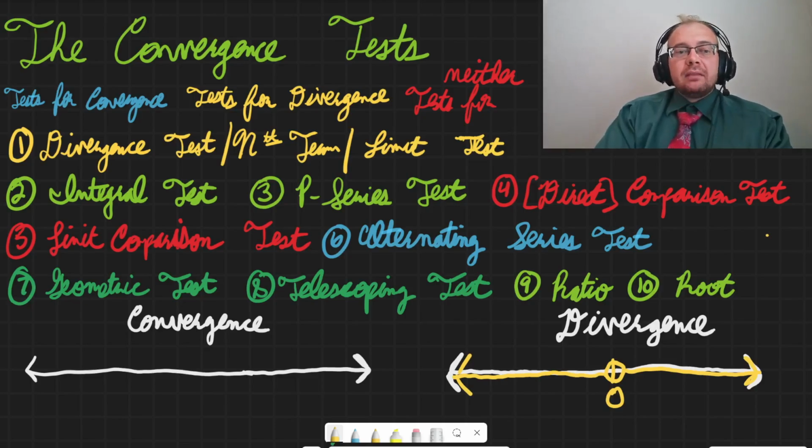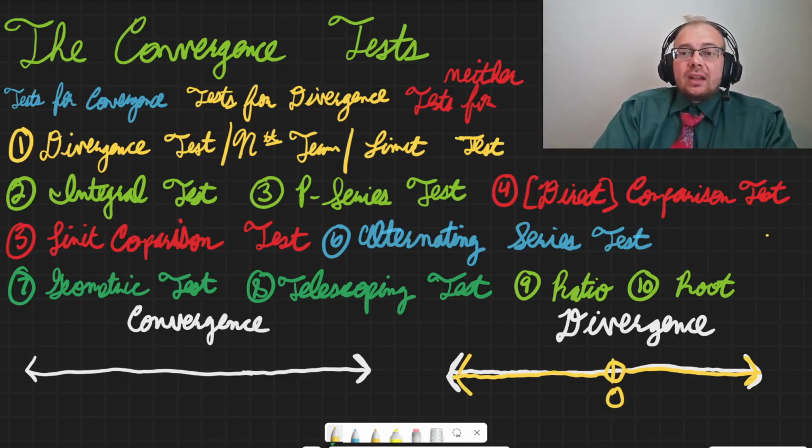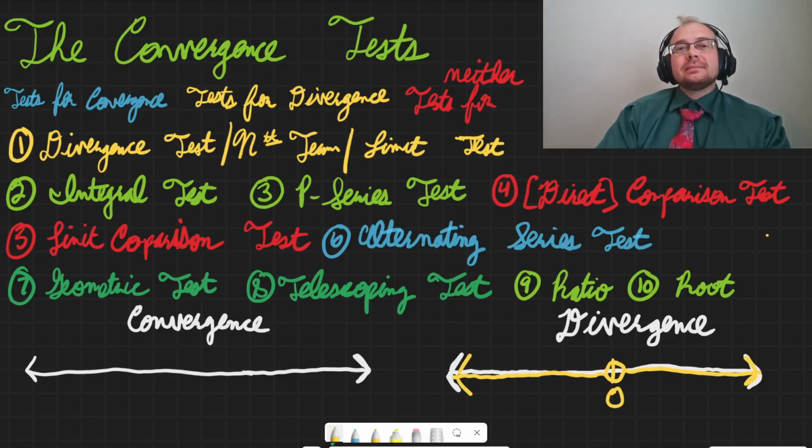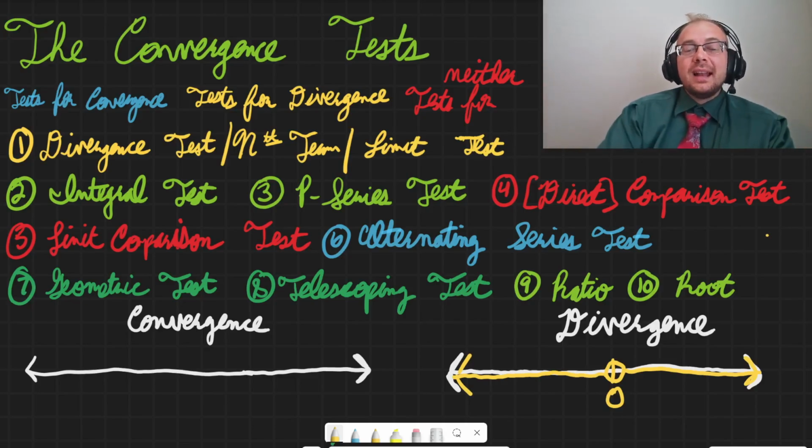That's it. Like sine, right? A sine wave doesn't have a limit that converges to anything, which means the limit's not 0, which means it diverges. It is what it is. So that's it for that one.